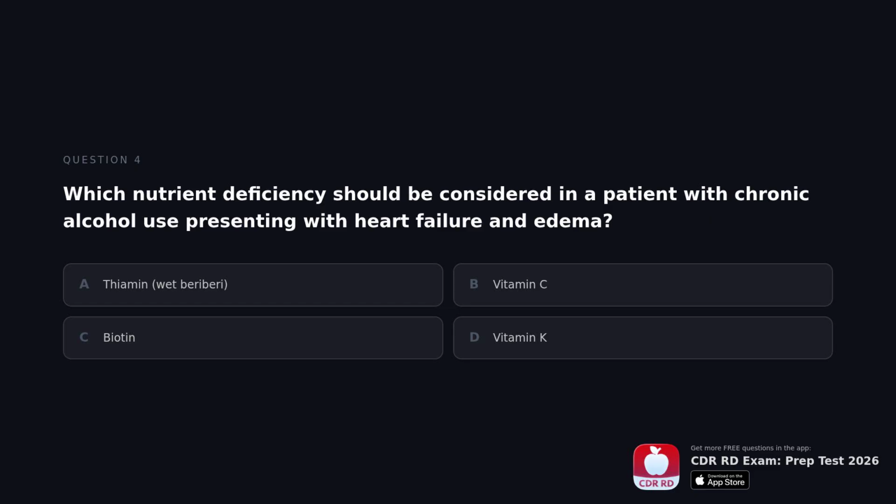Which nutrient deficiency should be considered in a patient with chronic alcohol use presenting with heart failure and edema? A. Thiamine, wet beriberi. B. Vitamin C. C. Biotin. D. Vitamin K.